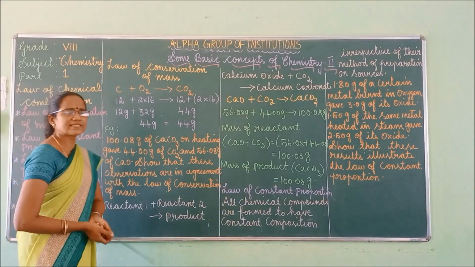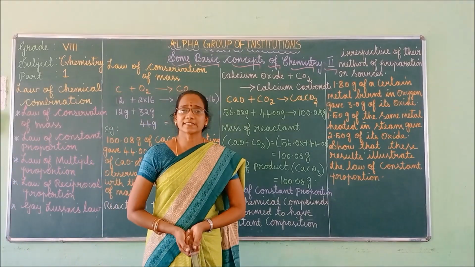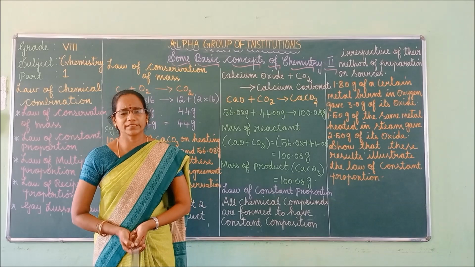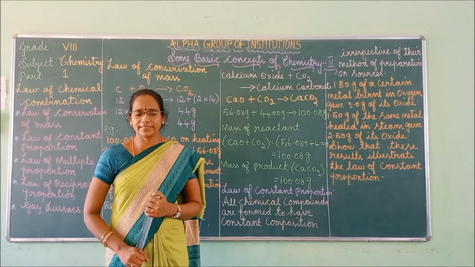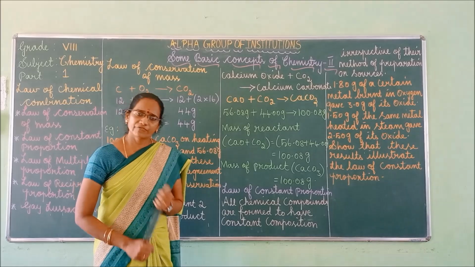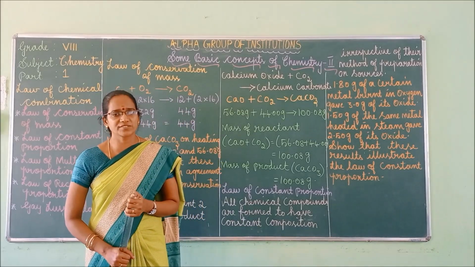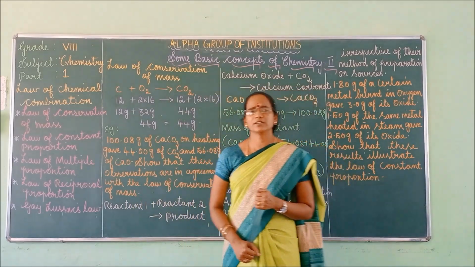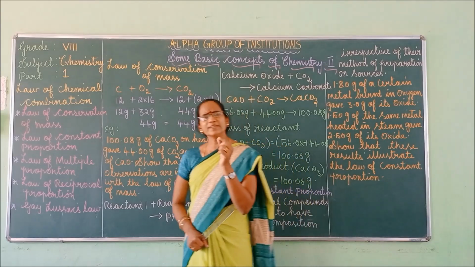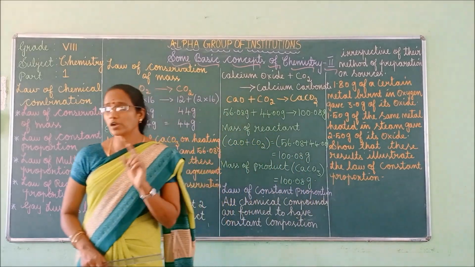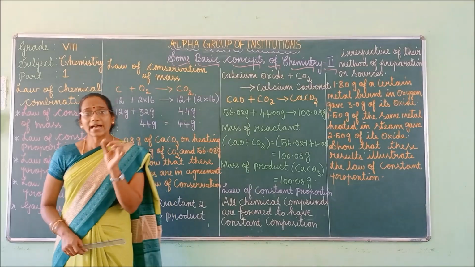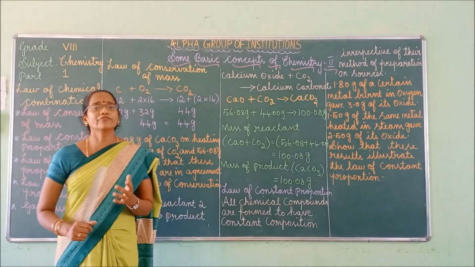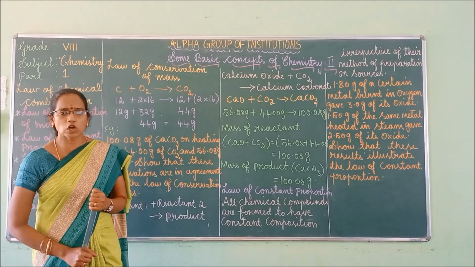Right. So first let me start with Dalton's atomic theory. John Dalton is famous for this atomic theory. He was a famous physicist, chemist and meteorologist. Okay, he is well known for this atomic theory. According to John Dalton, matter is made up of very small indivisible particles called atoms. This is John Dalton's atomic theory.